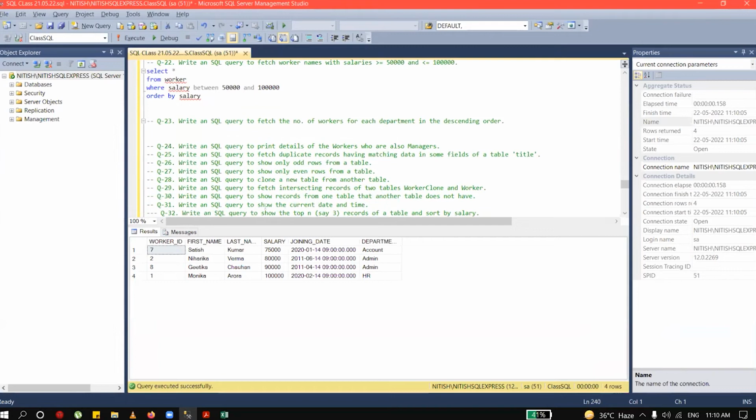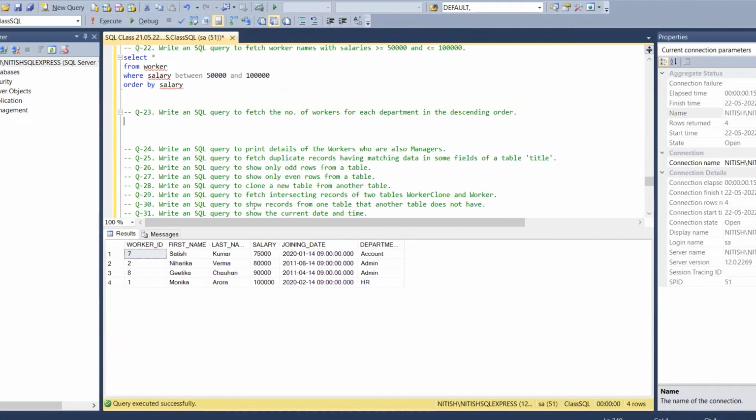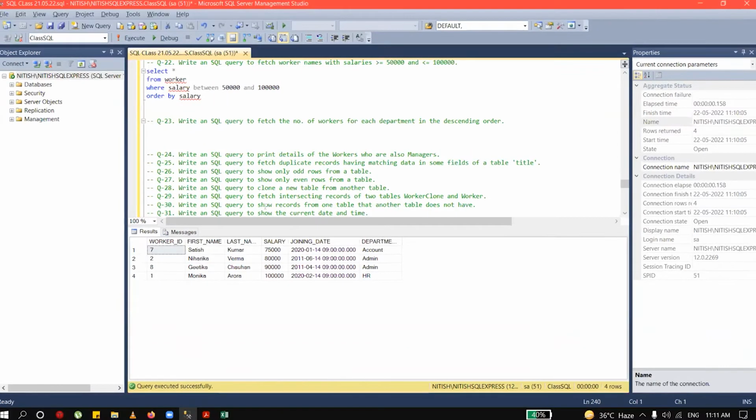Next question. Fetch the number of workers for each department in descending order. Now, how many persons are working in each department? What do you think is the correct approach? Order by descending, but how to count the number of workers? Here we are going to introduce your group by. Now what is a group by? Since it is asking for each department.